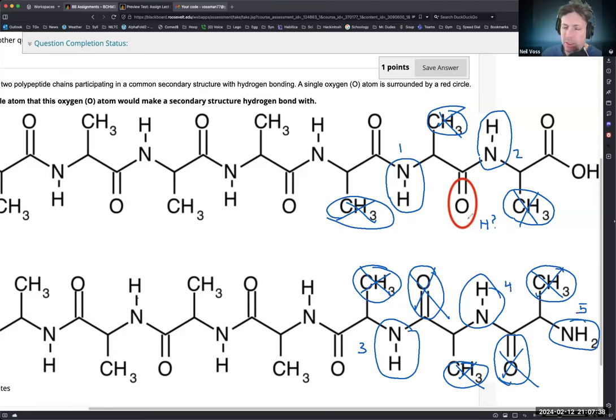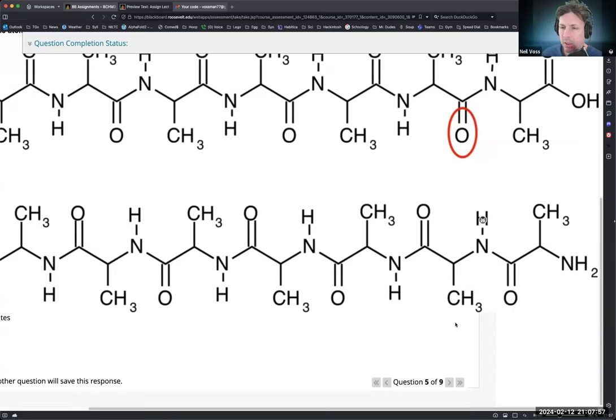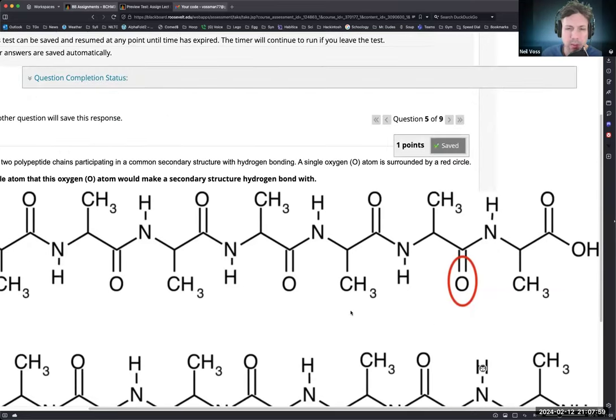1, 2, 3, 4, 5. And this is a beta sheet. It's going to make a hydrogen bond with a nearby neighbor, correct? So I would say it's going to make a hydrogen bond with this one right here. It's the obvious connection. So my answer is, I just click right there. That's where it's making the hydrogen bond, because that's what it's asking for.